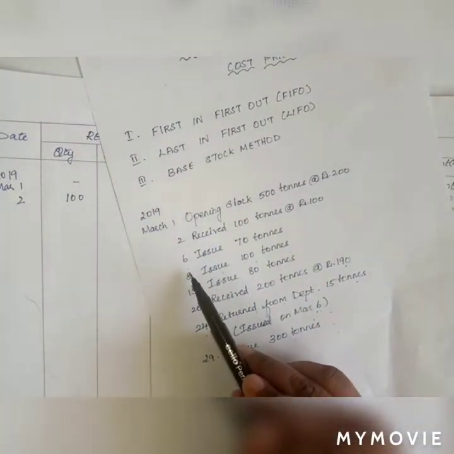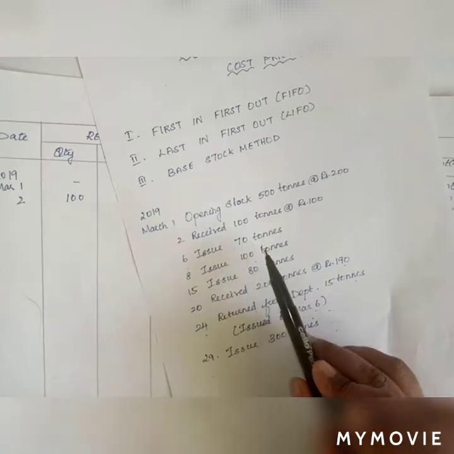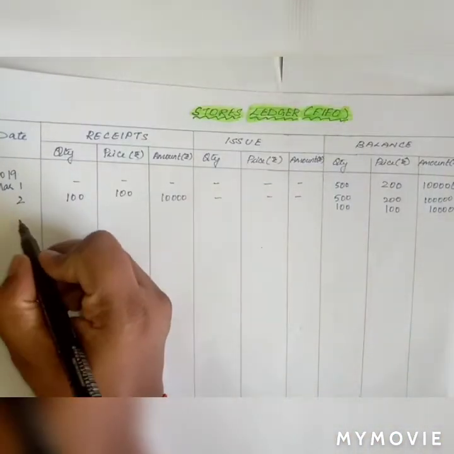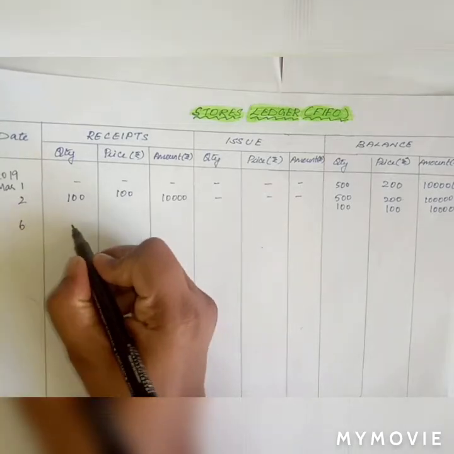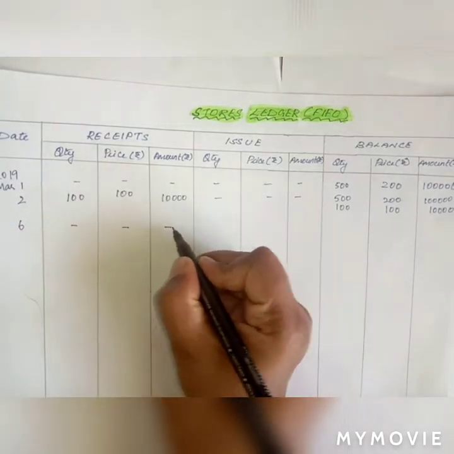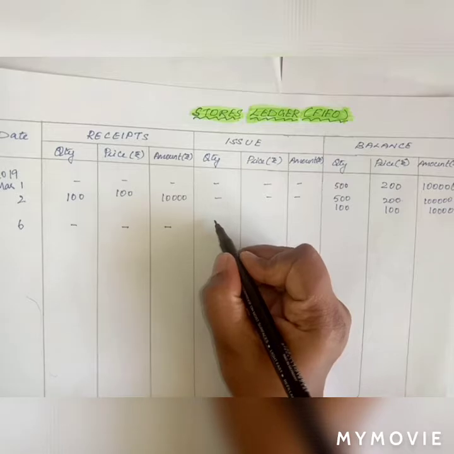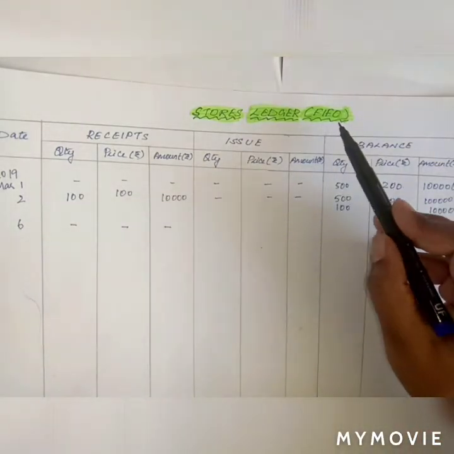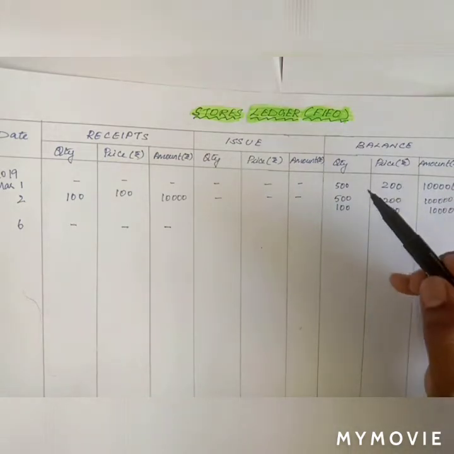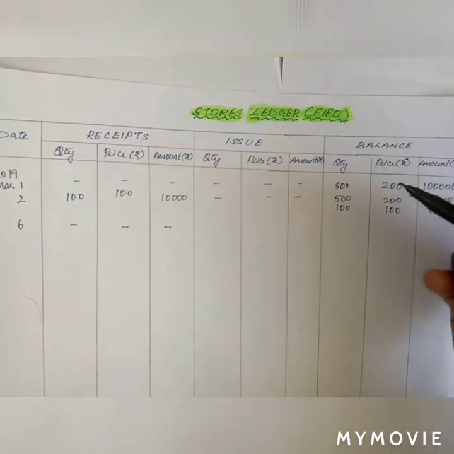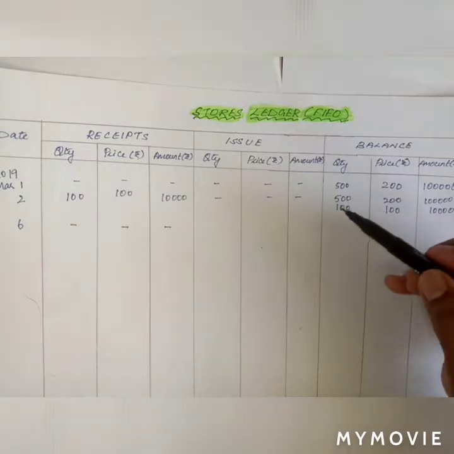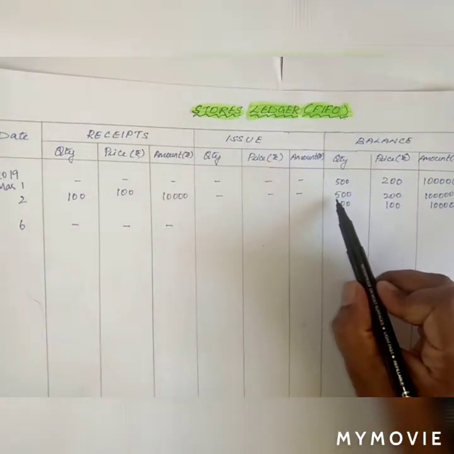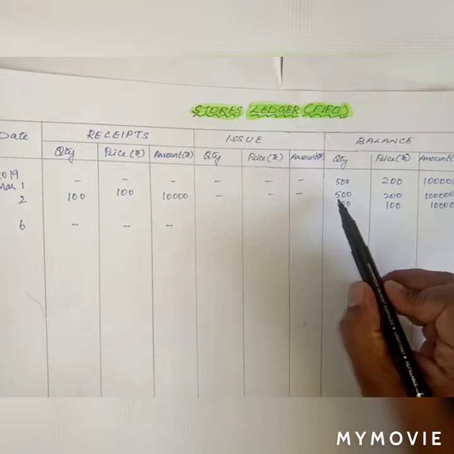We'll see the next one. On the 6th, there is an issue of 70 tons, and there are no receipts. Now we have to see whether there is enough stock to issue. We are following the FIFO method. The FIFO method says that the products which have been in the warehouse previously have to be released first. So you have 500 tons as the first set of material.